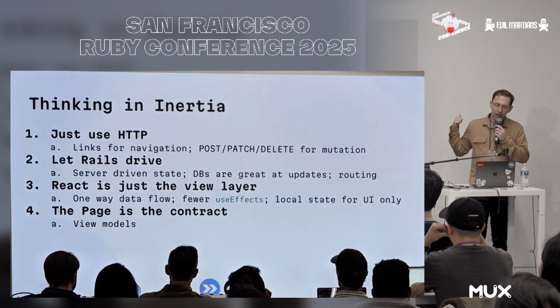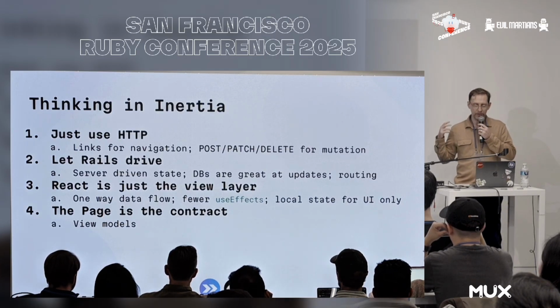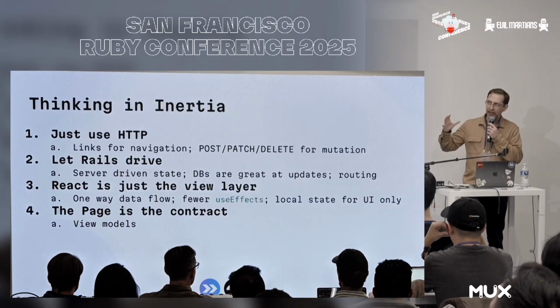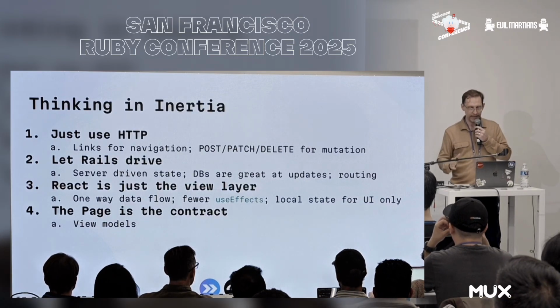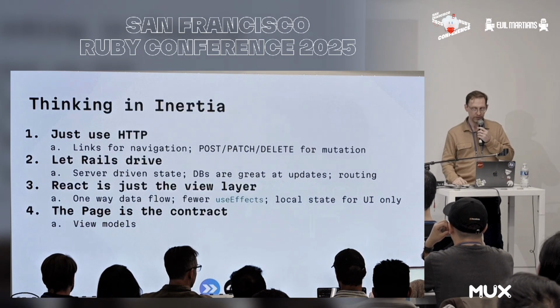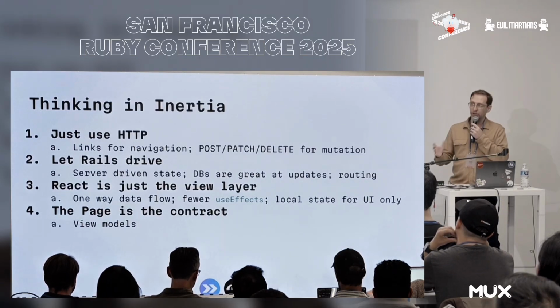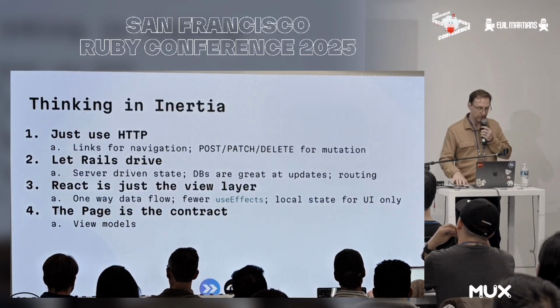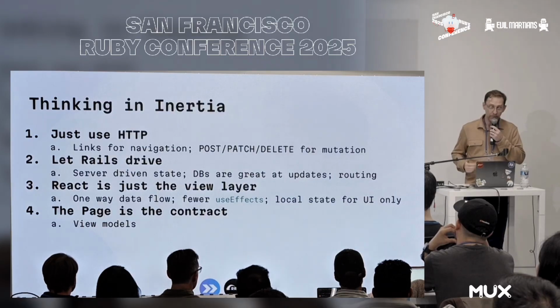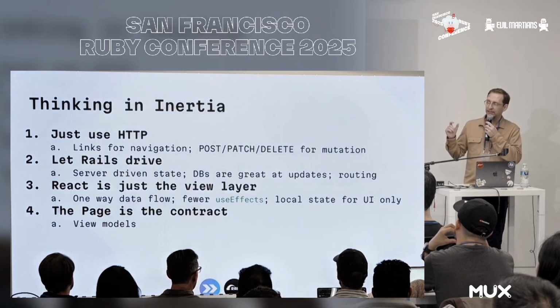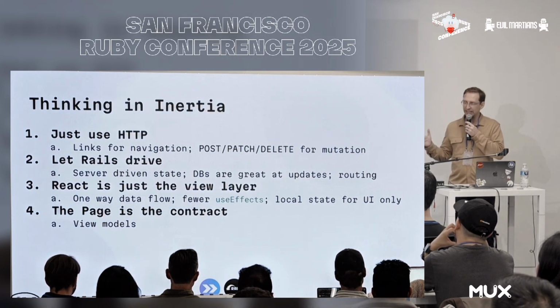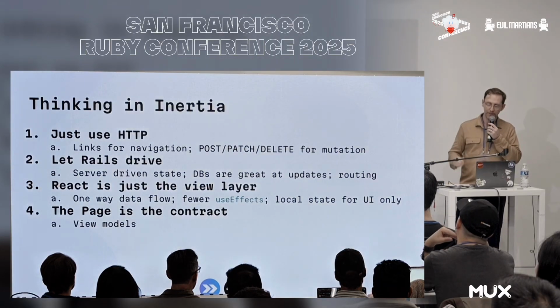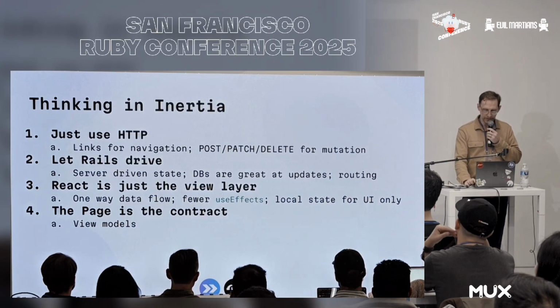And the last one: the page is the contract. If you're not familiar with Inertia, page is a concept. It's the way that Inertia splits up your application. And as long as you try to stay within that bound, then you'll have a good time with Inertia. And if you kind of squint, a page in Inertia looks like a view model. So that's something to maybe bookmark and think about as we're running through this.